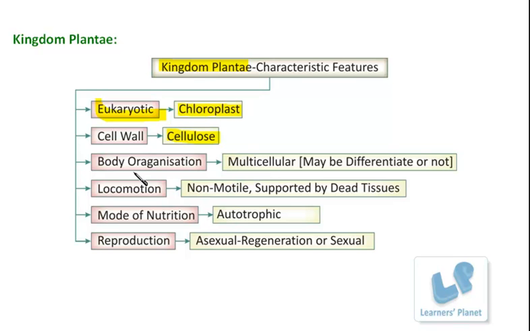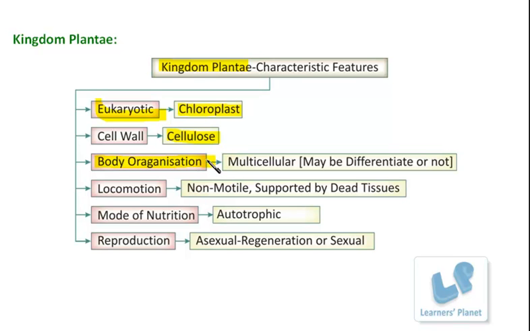Over there, the chemical composition is definitely different. In those groups, it is not made up of cellulose. In fungus, the cell wall is made up of chitin. And in Monera or Protista, the cell wall is made up of peptidoglycan, a complex polysaccharide or a complex carbohydrate.